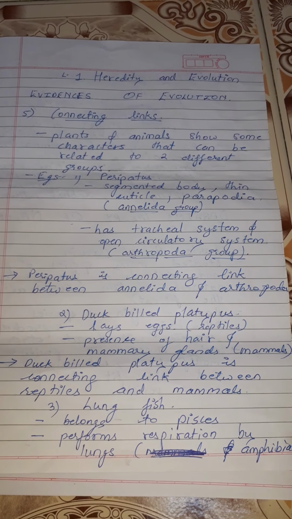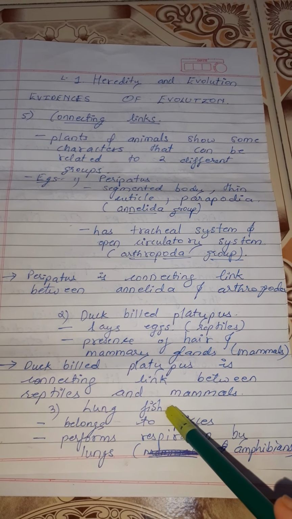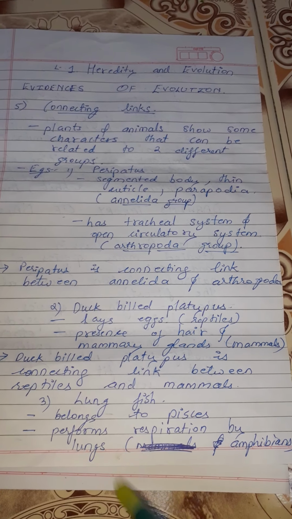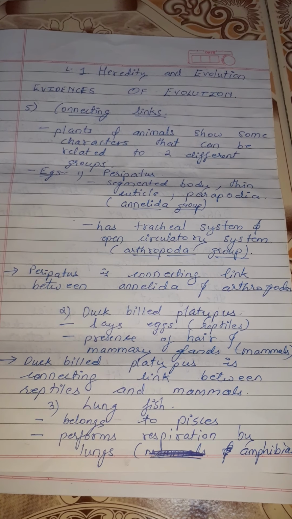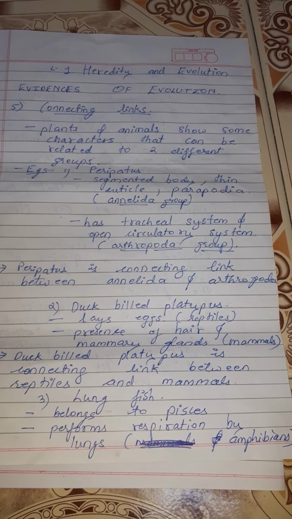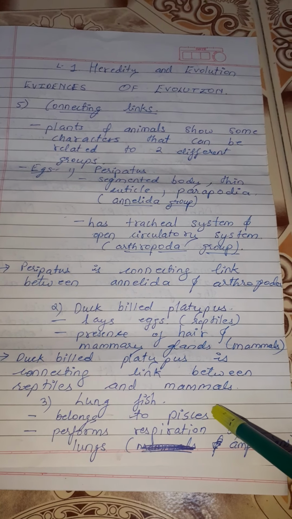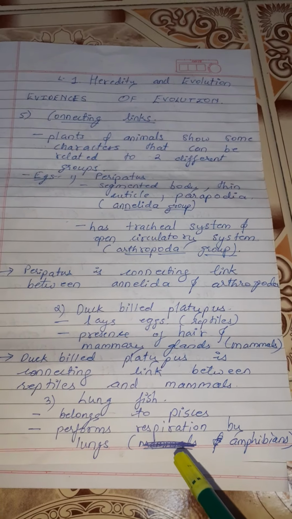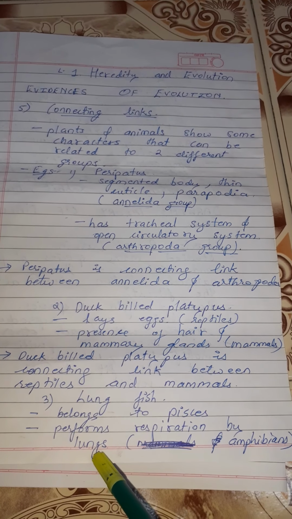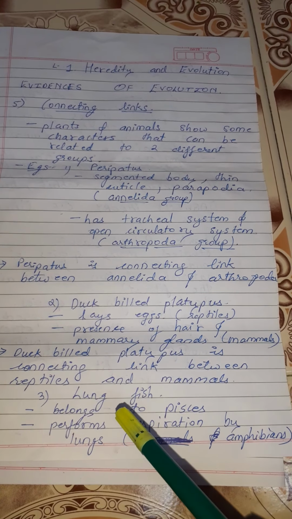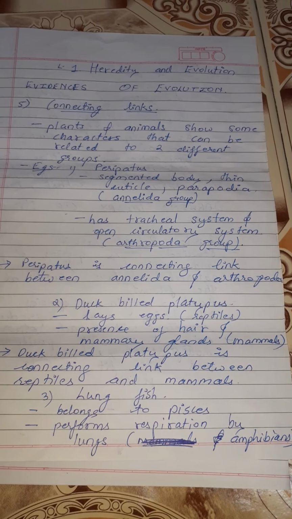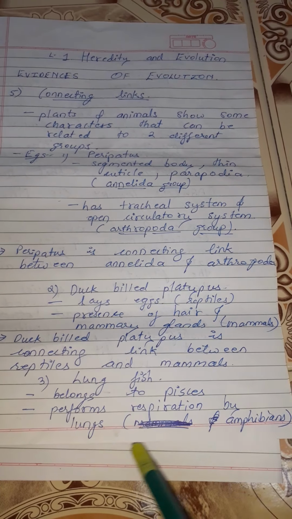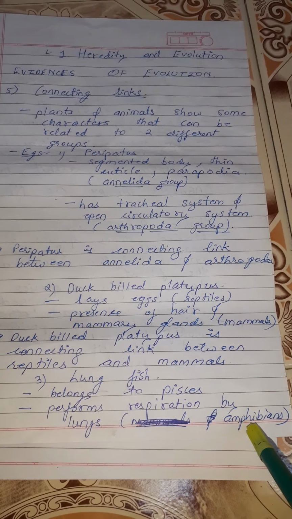Third example of connecting link is lungfish. The name will suggest to you that they possess lungs. This is the only type of fish that has lungs for respiration. Now it is a fish, so it belongs to class Pisces. Pisces means fishes, a group of fishes, and it performs respiration through lungs. So it can remain outside of the water for a longer period of time as compared to other fishes because it has lungs. And this is a function of amphibians. Amphibians can do this.